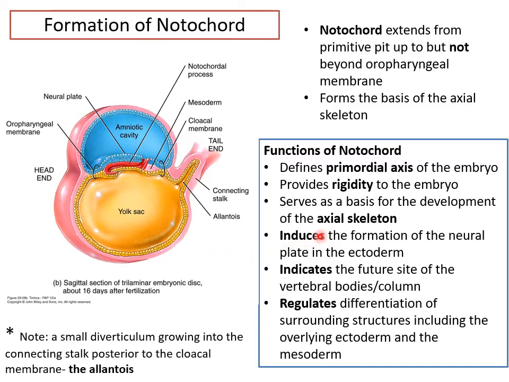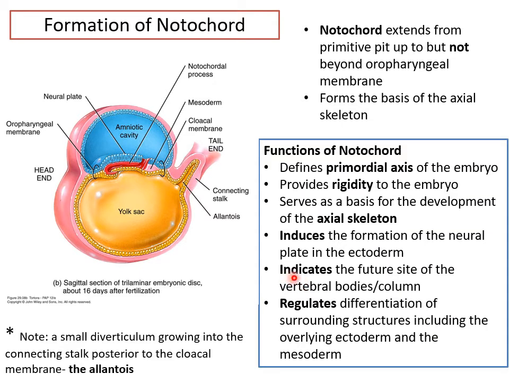Okay. So it serves as a basis for the development of the axial skeleton. It stimulates the formation of the neural plate in the ectoderm. So that's the next step, where we're going to see how neurulation happens. Only if the notochord develops normally will the cells above in the ectoderm then further differentiate to form something known as the neural plate. That is the early beginning of development of the nervous system. Okay, so it induces the formation of the nervous system or the neural plate in the ectoderm above it, not in the mesoderm, in the ectoderm above it.